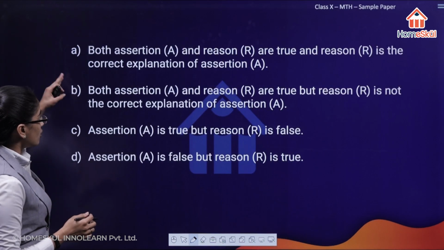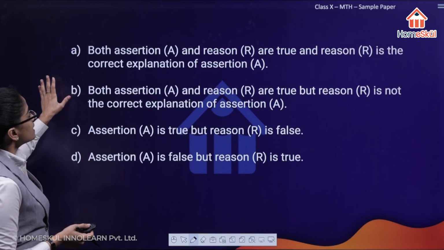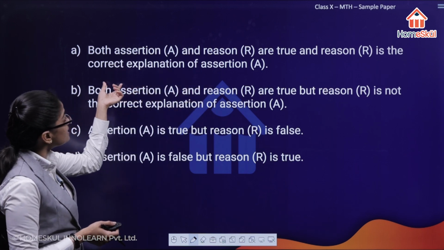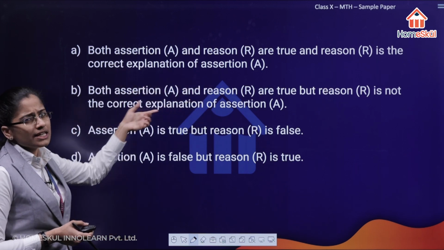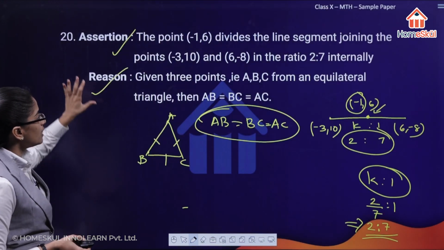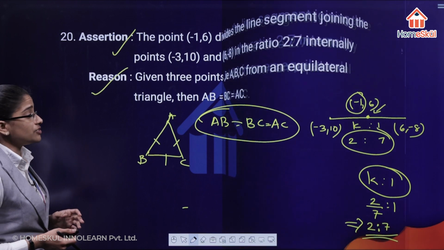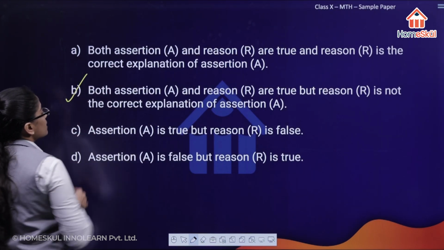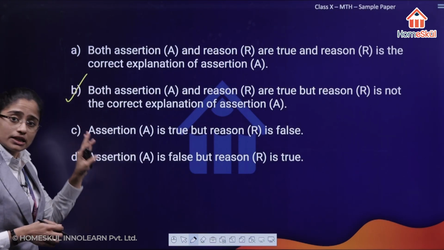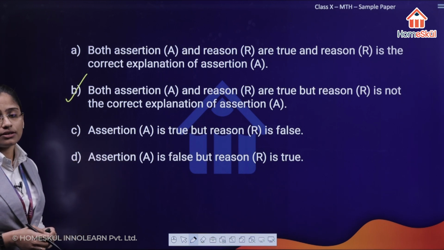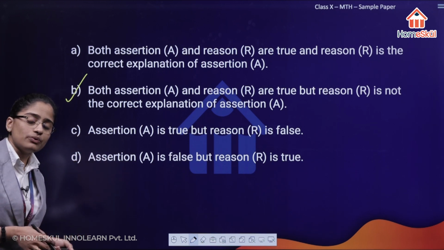Then we need to check our options. Here, option A states that assertion and reason are true, and reason is the correct explanation for the assertion. Is that true? No. Here, even though both the statements are true, reason is not a correct explanation for the assertion, right? So, here we will go with option B. That means assertion is true, reason is true, but reason is not a correct explanation for the assertion. Okay? Clear? So we have done with section A.